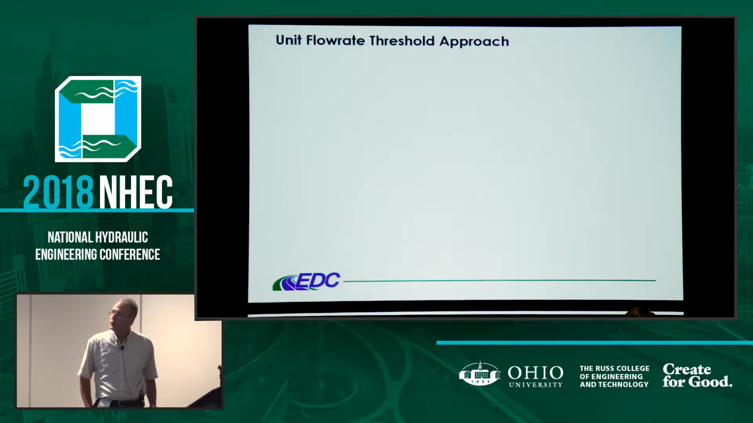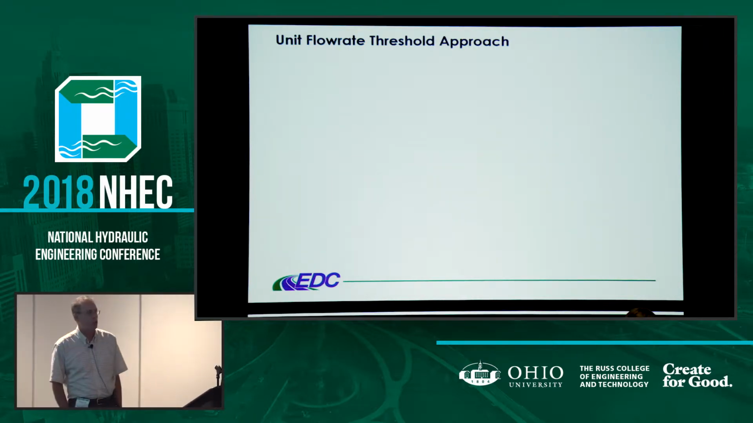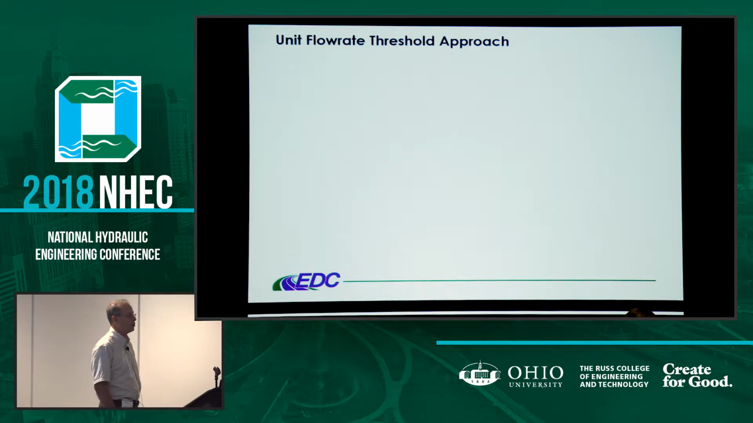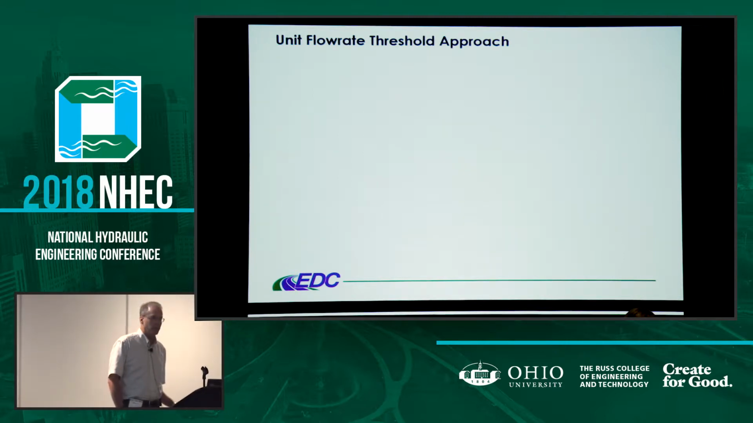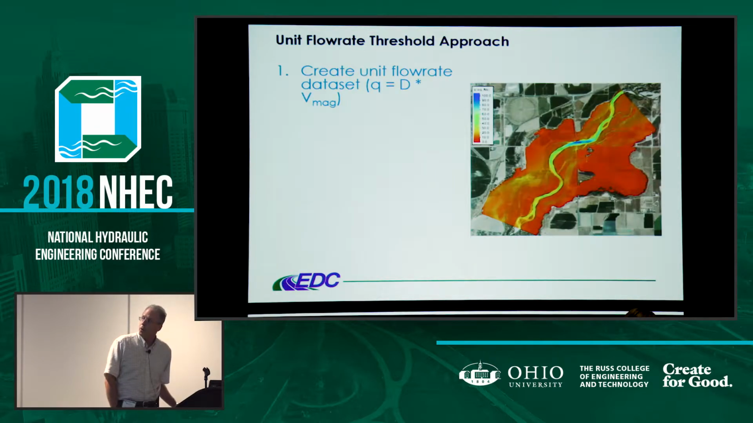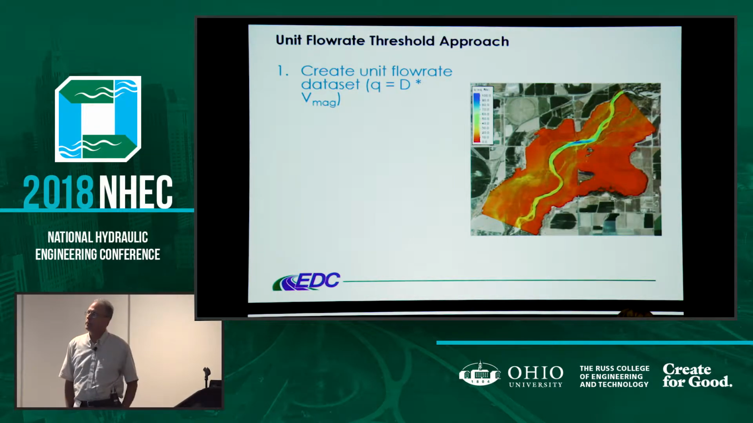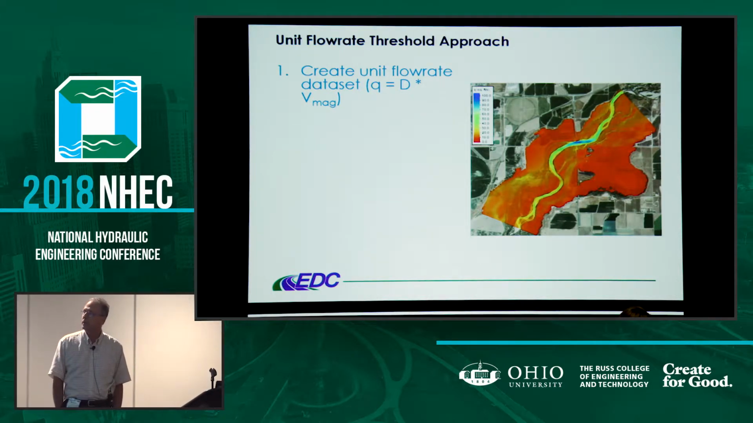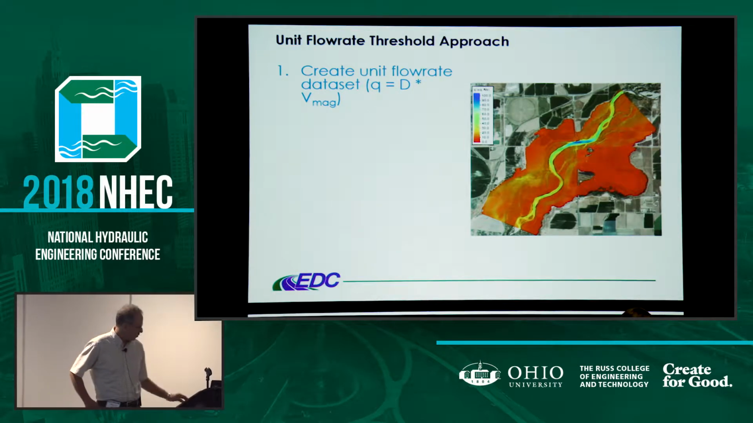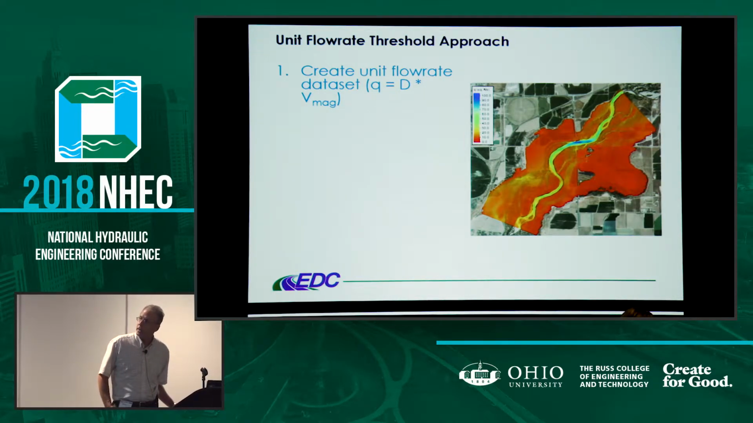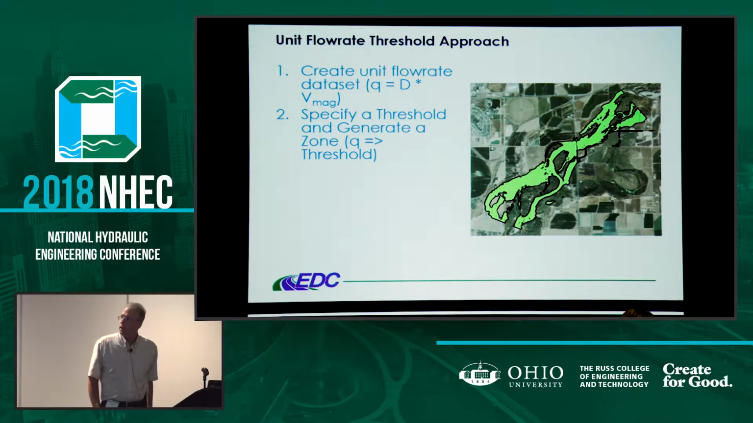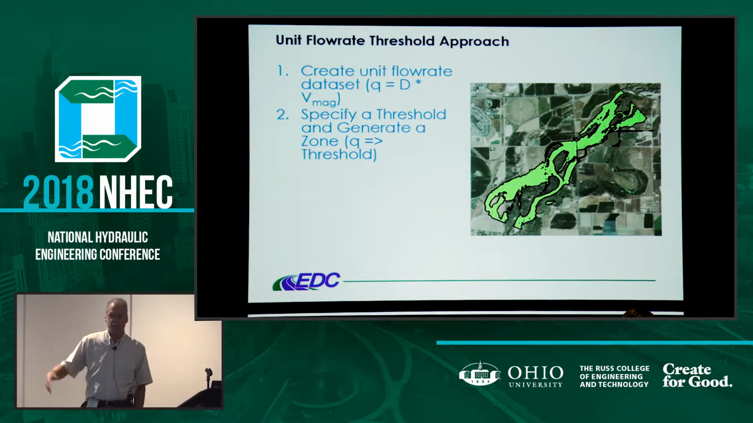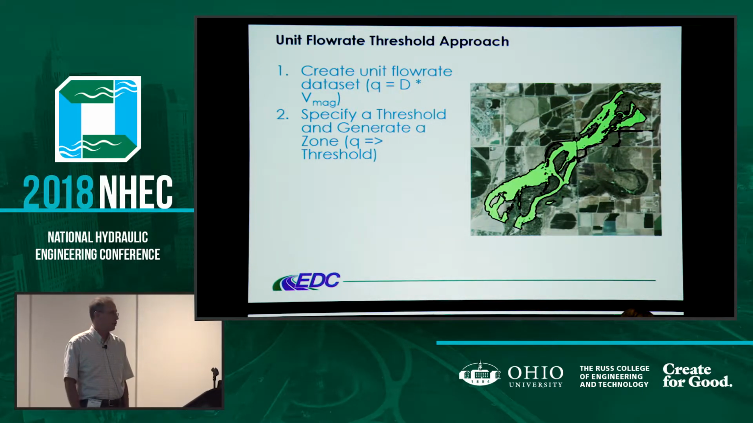The second approach is to use a unit flow threshold. This is an approach that was documented by the two-flow developers in a paper a few years ago, where you take your model and you create a unit flow data set, which is basically just multiplying the depth by the velocity and picking a threshold value. In this case, we picked a value of about 9 feet per second squared and define a zone that exceeds that 9 feet per second.